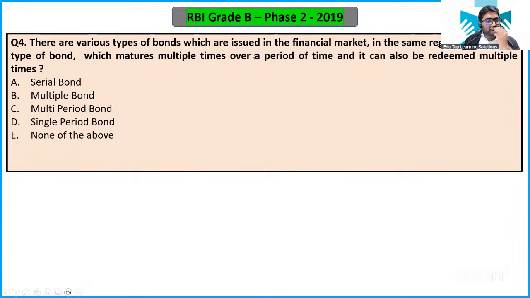Okay, there are various types of bonds which are issued. Identify the type of bond which matures multiple times. Okay, the maturity is multiple maturity. Which kind of bond are we talking about? Okay, yes, very good. A is the right answer. Here I think I will have to give the point to Ashwini.